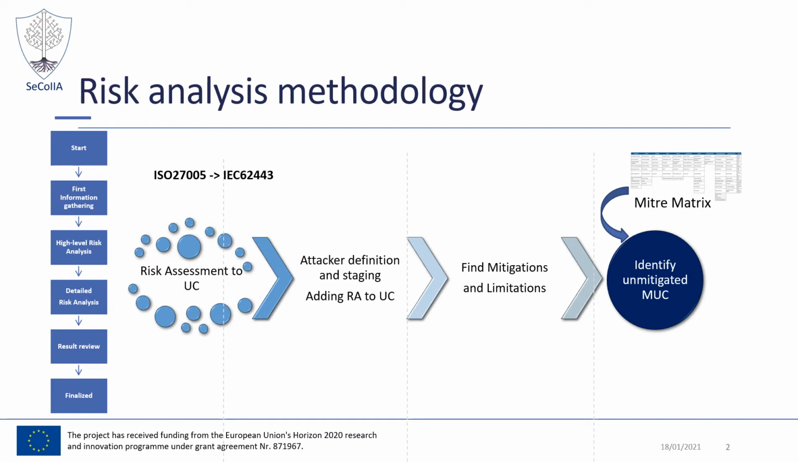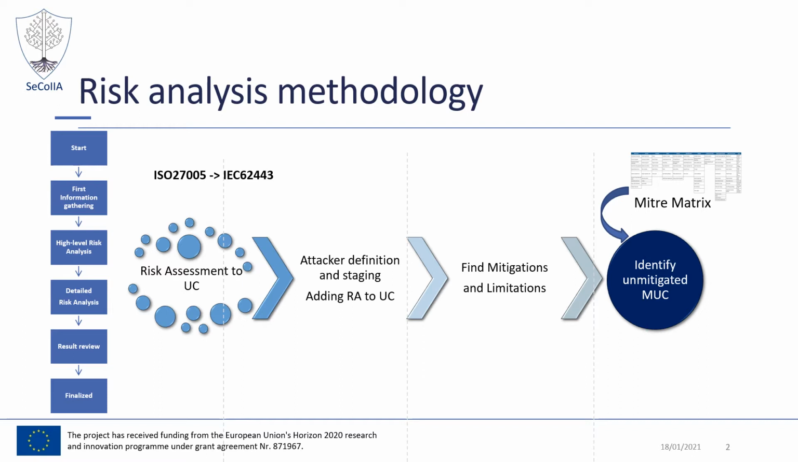Then we went down to the high-level risk analysis, gathering what was most critical for the users and from the use case owners, and then went down to the detailed risk analysis, in which we analyzed the assets and what the risks for them were about. And finally, we created a result and went to a review with the use case owner. So all of that is performed during the risk assessment for the misuse case.